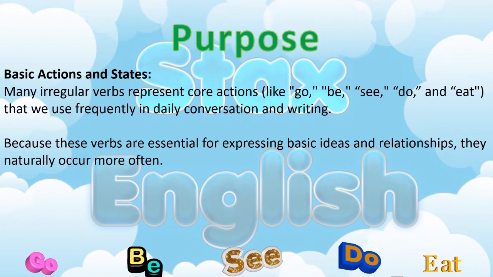Basic actions and states. Many irregular verbs represent core actions like go, be, see, do, and eat that we frequently use in daily conversation and writing. Because these verbs are essential for expressing basic ideas and relationships, they naturally occur more often.